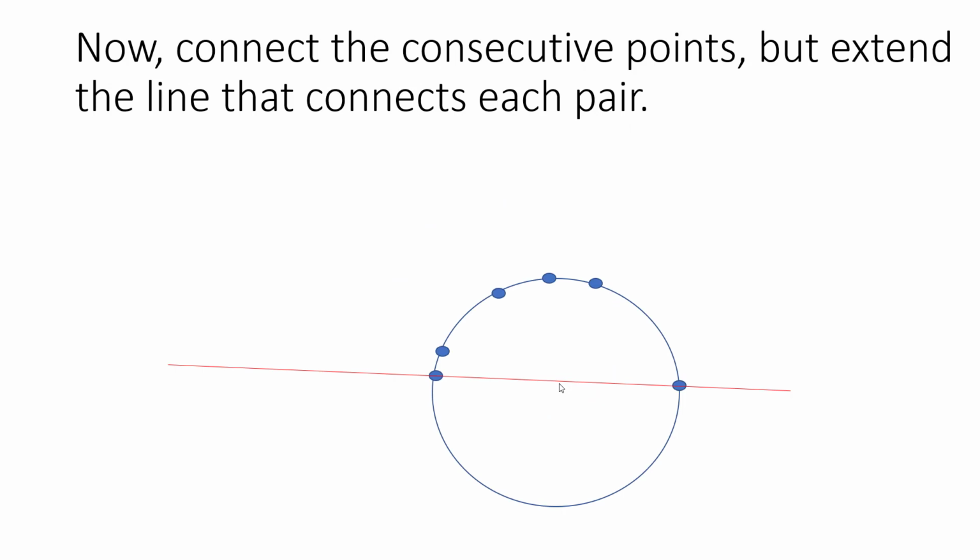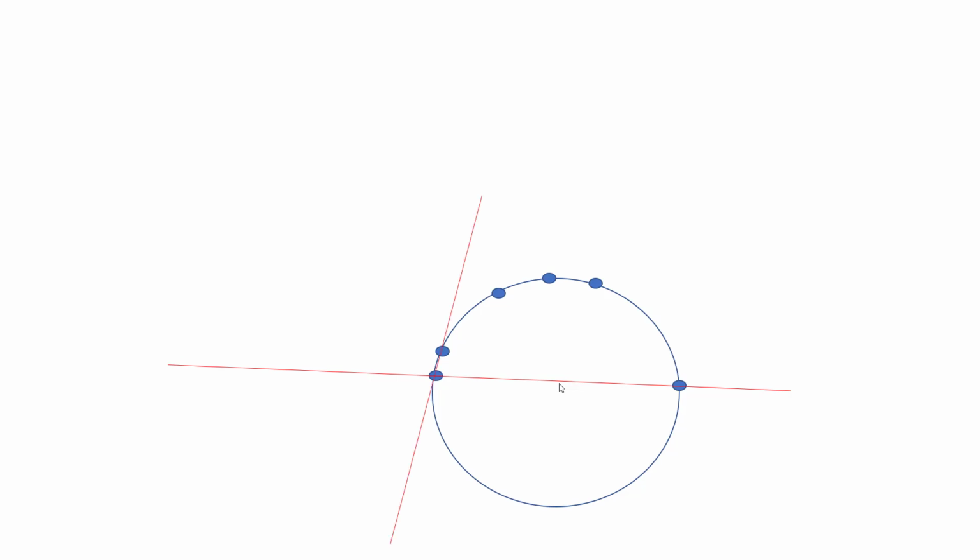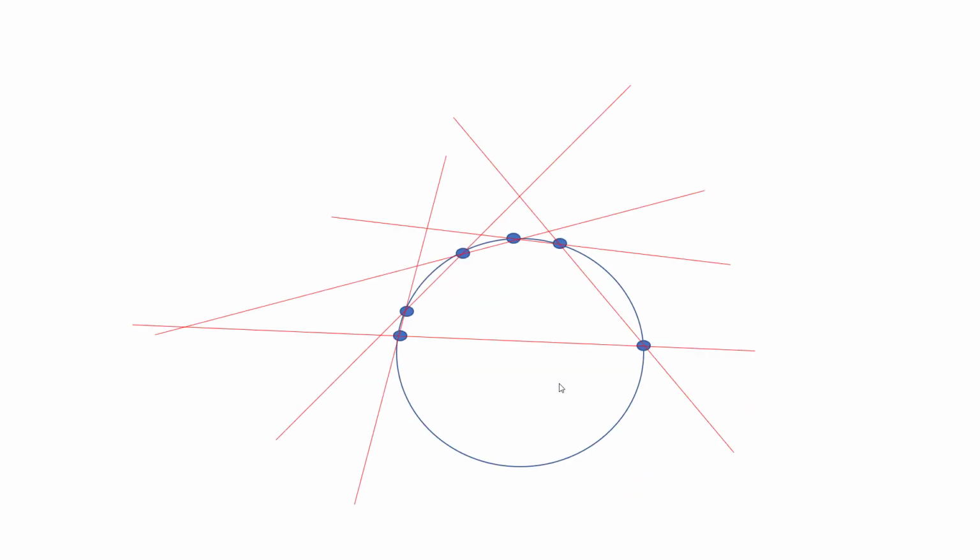Then we're going to connect them consecutively, but when we connect them, we're going to extend the line outside of the bounds, because remember, a line actually goes on forever. It doesn't just end at the 2 points it connects, by definition. So that's the first line. There's the second one. There's the third one. There's the fourth one. There's the fifth one. And there's the sixth one.